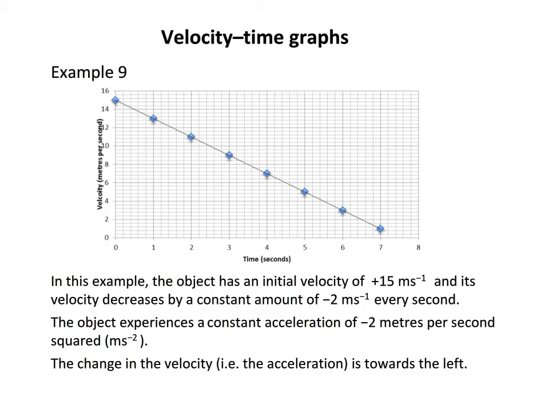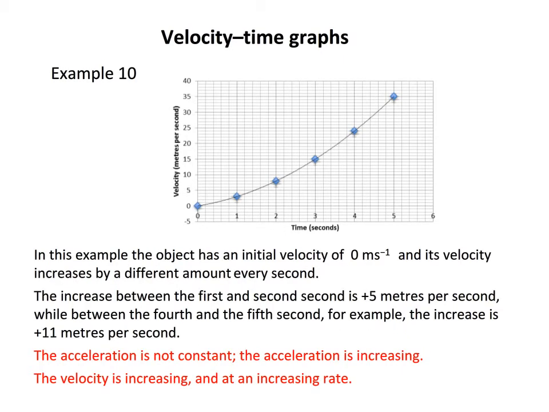Consider this example. Here the object has an initial velocity of 15 meters per second, and its velocity decreases by a constant amount of -2 meters per second every second. We can say that the object experiences a constant acceleration of -2 meters per second per second. The change in velocity then is towards the left.